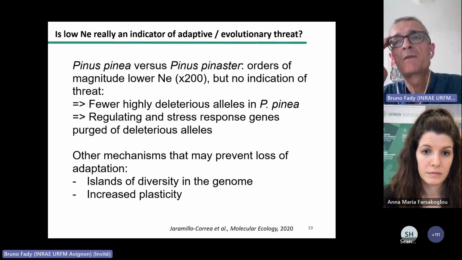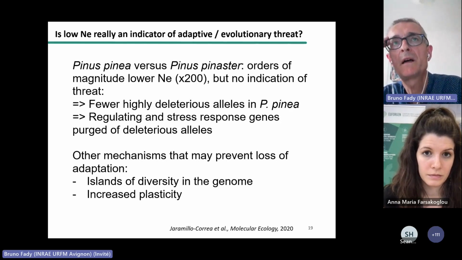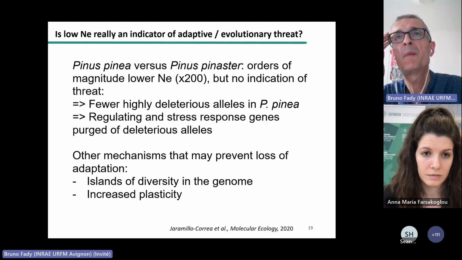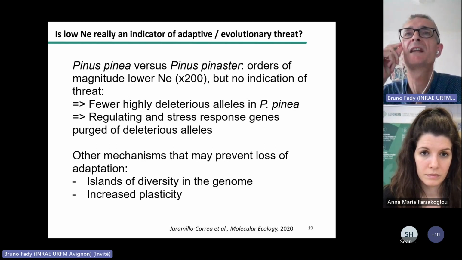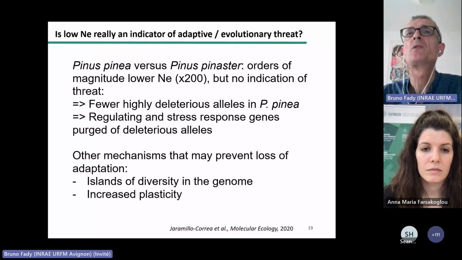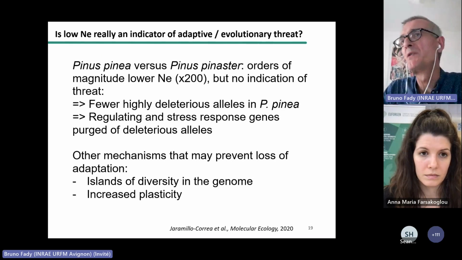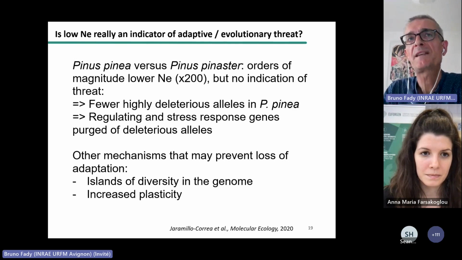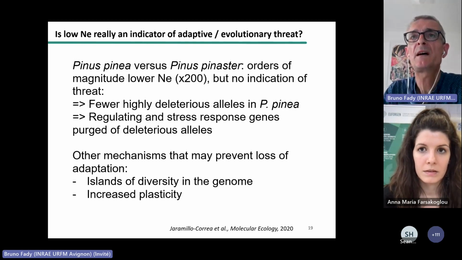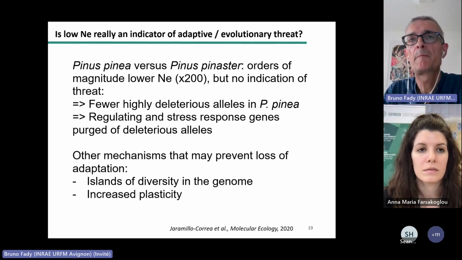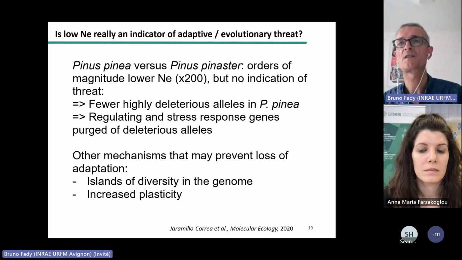Another suggestion coming from this paper is that when you compare the umbrella pine with maritime pine, Pinus pinaster, the difference in NE is something like over 200 in the ratio. There's no indication of threat in any of those species. And if you look at the genomic composition of Pinus pinea compared to Pinus pinaster, there are actually fewer highly deleterious alleles in Pinus pinea, and the deleterious alleles have been purged from regulating and stress response genes.